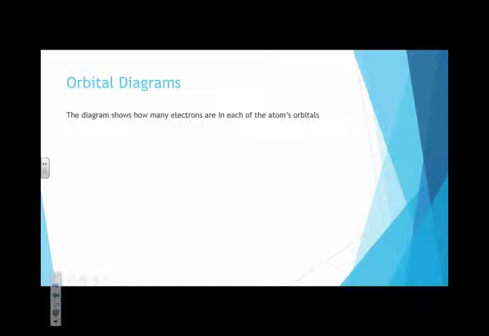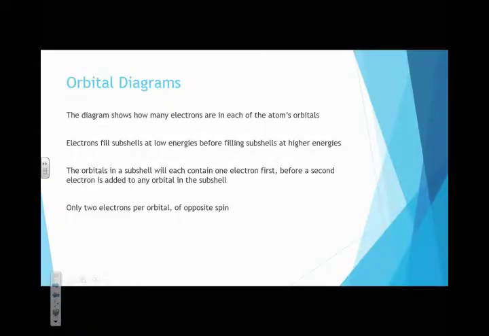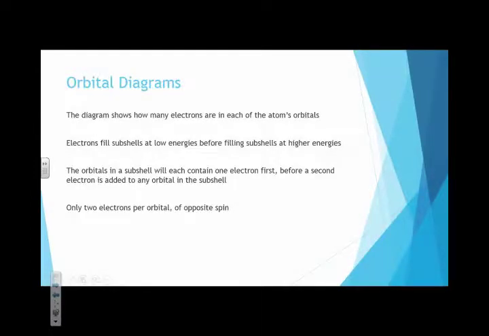So, in an orbital diagram, we're going to find pretty much a picture of where the electrons are in each of the atom's orbitals. Electrons are going to fill subshells of the atom at low energies first before filling subshells at higher energies. They're going to put one electron in an orbital first before they start pairing up. So everybody at the same energy in a collection of orbitals will have one electron first before any orbital gets two electrons. There are only 2 electrons per orbital, and they need to be of opposite spin.